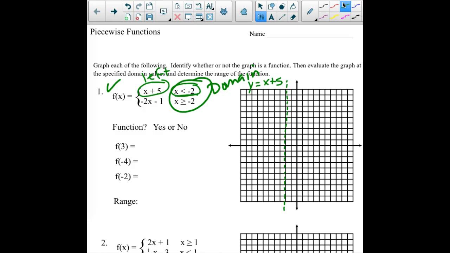The second one applies only when x is greater than or equal to -2. So that would go on the right side. What you're going to do is graph them. Ignore the break for a minute. Just pretend you're graphing the shape. What are these two shapes? They're just two lines, right? So how do we graph a line that's in y equals mx plus b format?